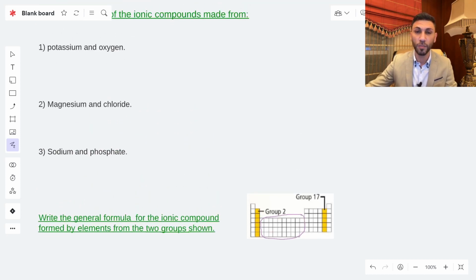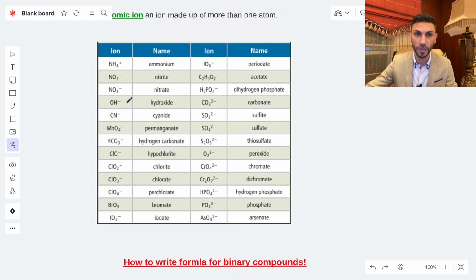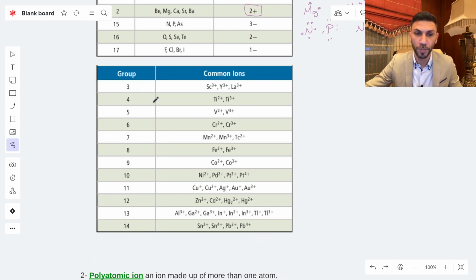Those elements mostly have more than one oxidation number. For example, in group 4, we have titanium positive 2 and titanium positive 3. Group 5, we have vanadium positive 2, vanadium positive 3. Manganese positive 2 and manganese positive 3. Iron positive 2 and iron positive 3. Cobalt. We have, for example, copper positive 1 and positive 2. The same copper, but different ions.